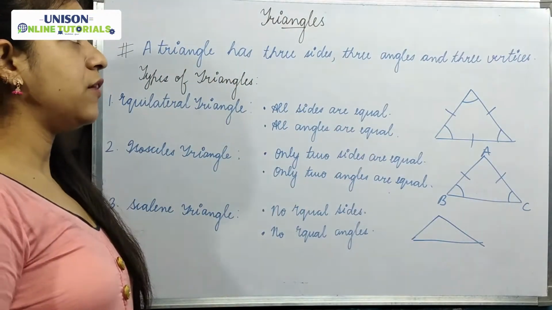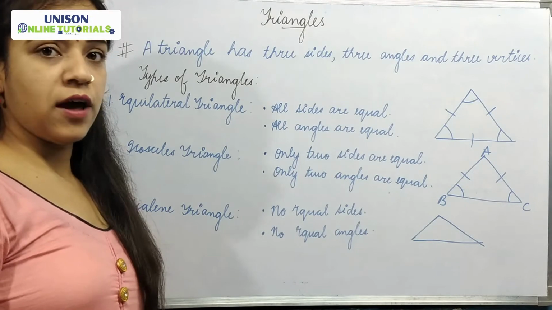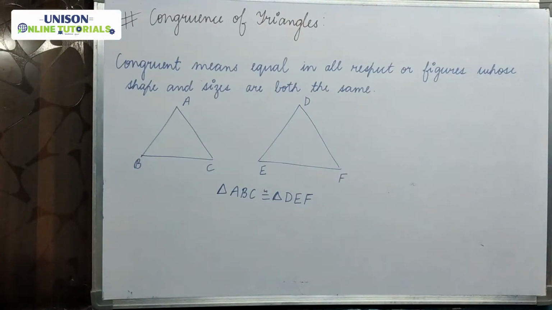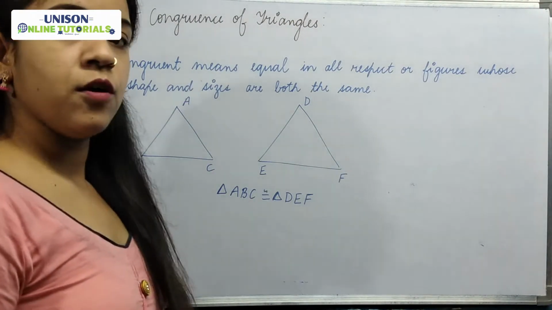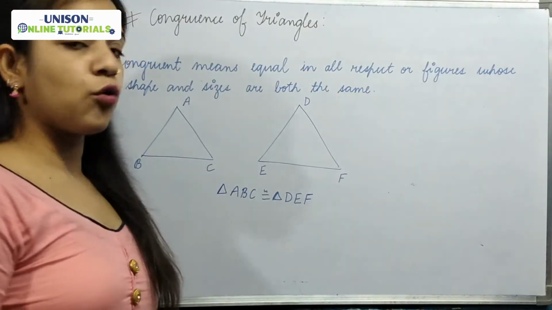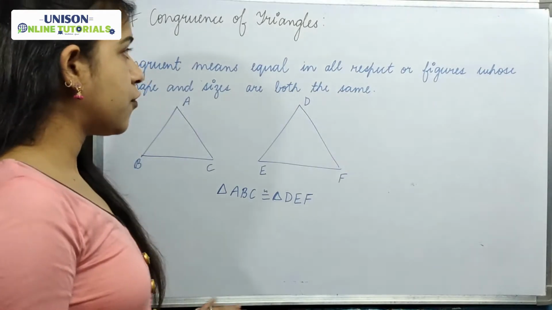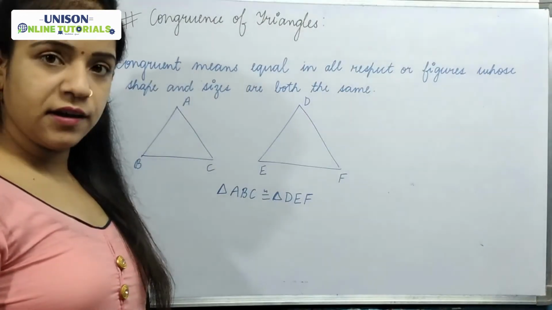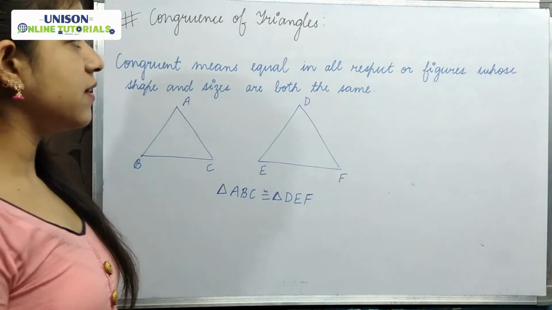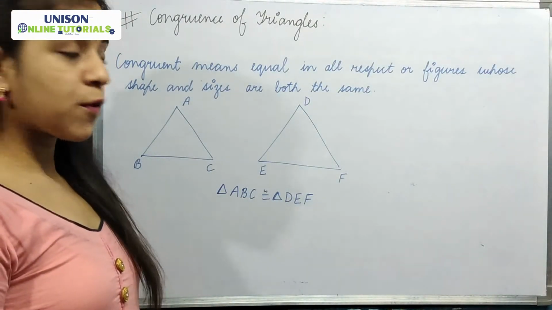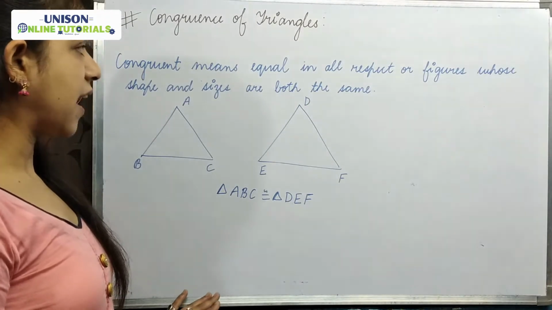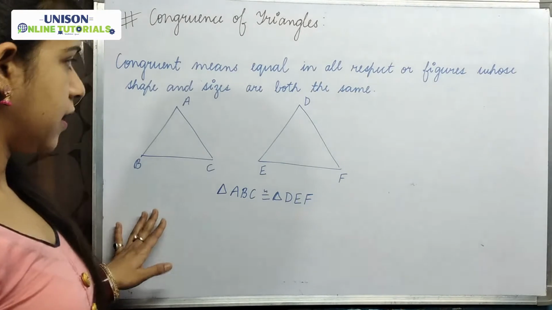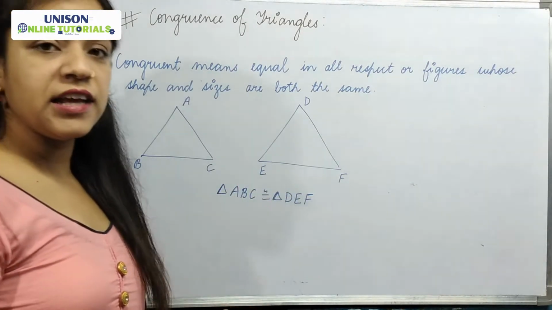But in this chapter we will study congruency of triangles. So in this chapter we will discuss congruence of triangles. First of all, what do we understand by congruent triangles? Congruent means identical, or you can say congruent means equal in all respects, or figures whose size and shape both are the same. For example, here you have two triangles ABC and DEF.